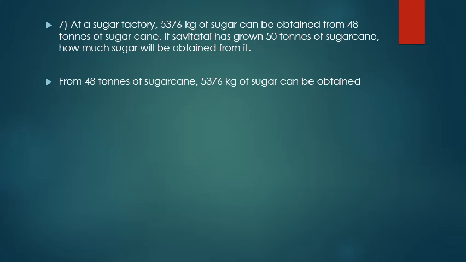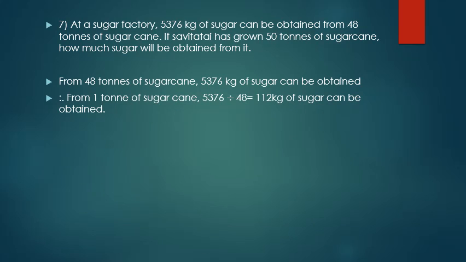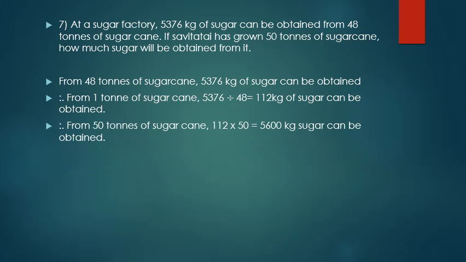From 48 tons of sugarcane, 5,376 kg of sugar can be obtained. Therefore, from 1 ton of sugarcane, you need to divide 5,376 by 48. So, the answer is 112 kg of sugar. Therefore, from 50 tons of sugarcane, 112 multiplied by 50. So, the answer is 5,600 kg of sugar can be obtained.